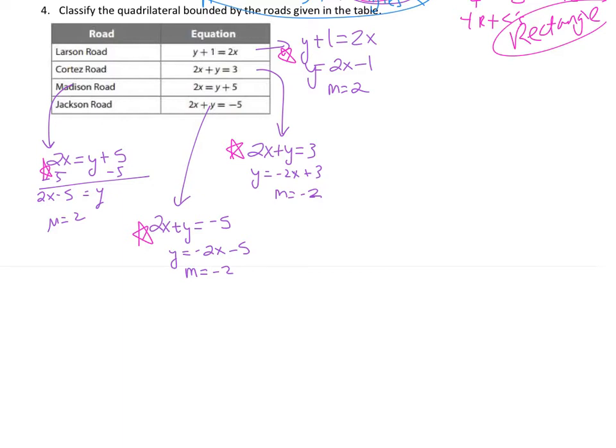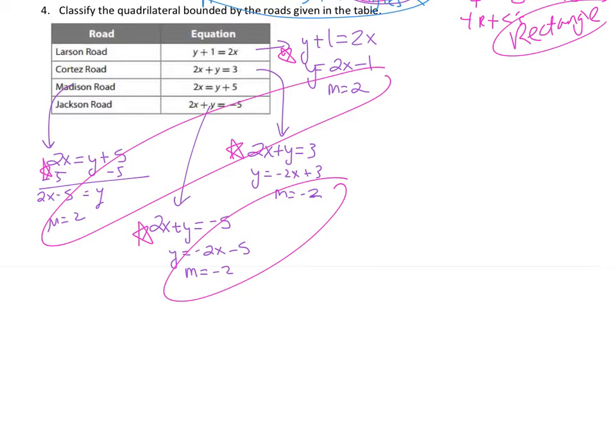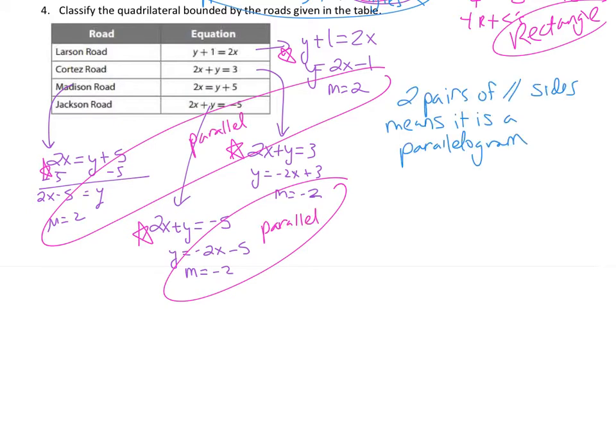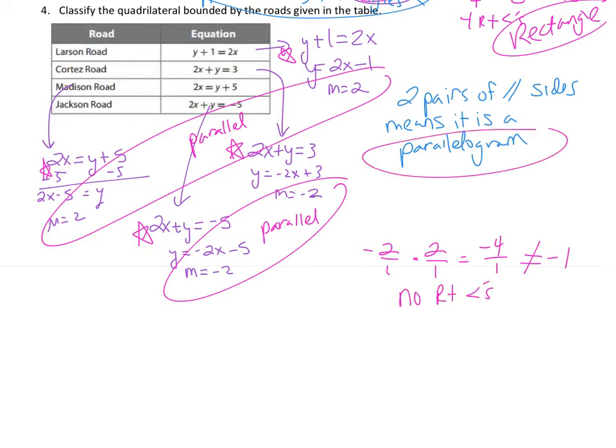Now if you notice, we have two that are negative 2, two that are positive 2, so we do have two parallel lines. Next, to see if it is a rectangle, we need to take one of each of the slopes and multiply them together to see if we get a negative 1, and we do not. So this does not equal negative 1, so there's no right angles. So if there's no right angles, then our answer is that it is a parallelogram.